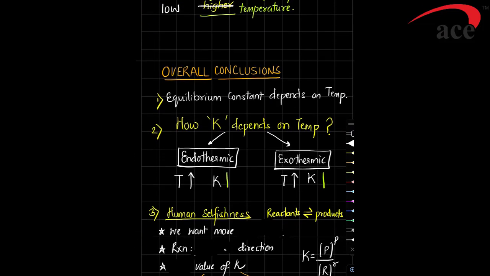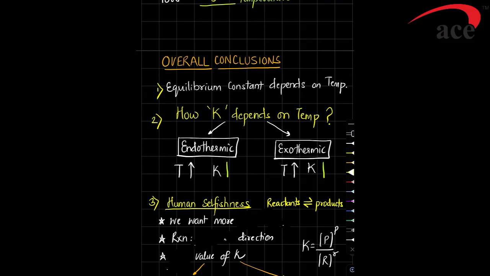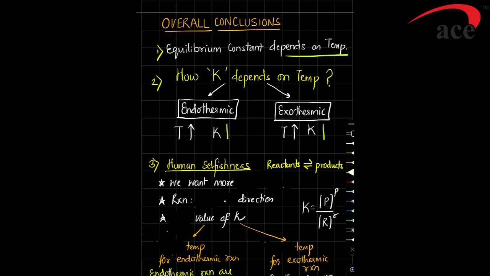Overall conclusion: equilibrium constant depends on temperature and nature of reaction. For endothermic reaction, as temperature increases, K increases. For exothermic reaction, as temperature increases, K decreases. Remember, for endo, K increases with increase in temperature. For exo, K decreases with increase in temperature.